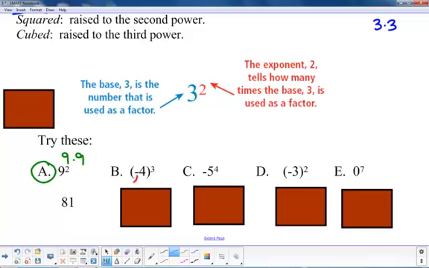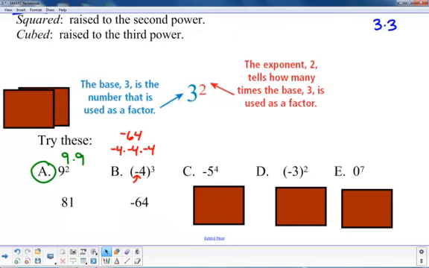This time the negative is in the parentheses, so it's negative 4 times negative 4 times negative 4. 4 times 4 is 16, times another 4 is 64. Since there's 3 negatives, it's a negative. An odd number of negatives means it's a negative. Go ahead and try C.